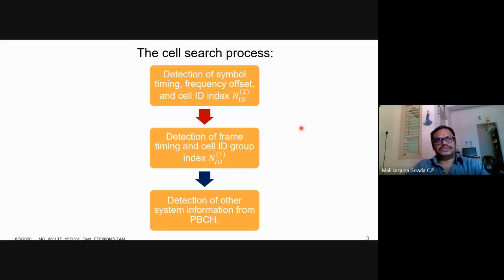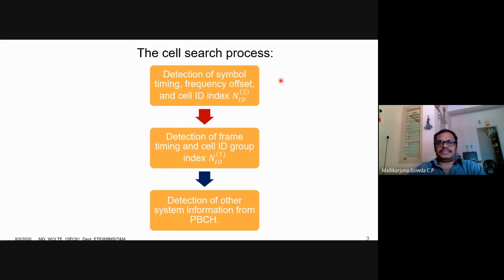The cell search process, as I said: as soon as you switch on your mobile phone, it has to acquire the timing and frequency synchronization with the cell to which it is attached. That is done by using this cell search process. So how does it acquire timing and frequency synchronization? By the detection of symbol timing and by the detection of frame timing. Symbol detection, as well as the cell ID index, is done by using the primary synchronization signal. Then detection of frame timing and the cell ID group index is done by using the secondary synchronization signal. Then it will detect the other system information from the physical broadcast channel.